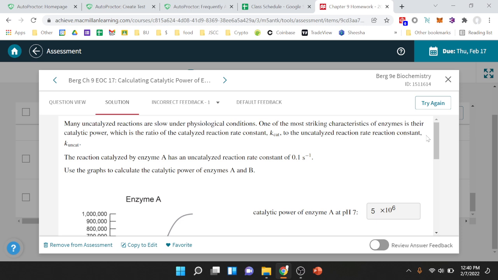I know, terminology is so confusing. Yeah. So the one with the catalyst, cat. The one without the catalyst, uncat.